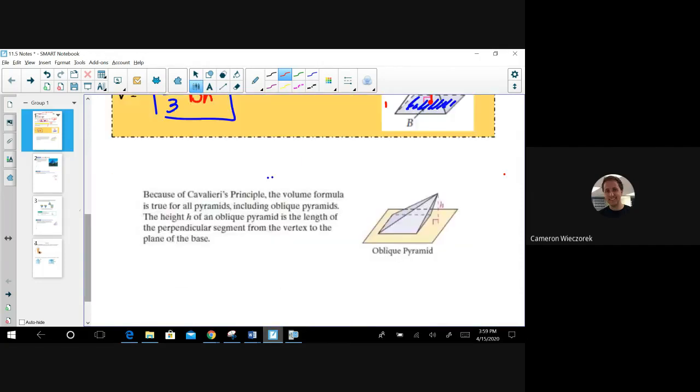And we can do this for oblique pyramids too. The formula still works, even if your pyramid is tilted, because of our friend Cavalieri. We talked about that principle that said if you have 2 shapes with the same cross-sectional area and the same height, they're going to have the same volume. So I can still use this formula even if I shift that pyramid over to the right or to the left. So let's look at an example.